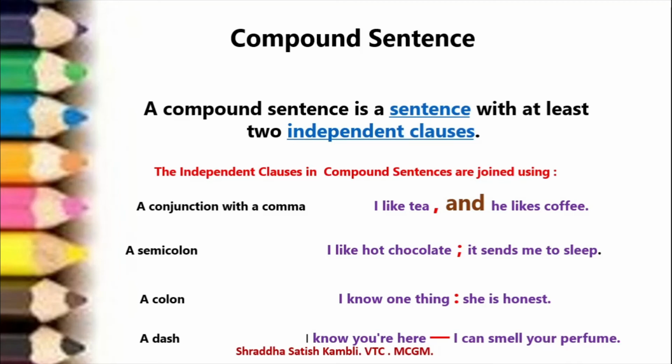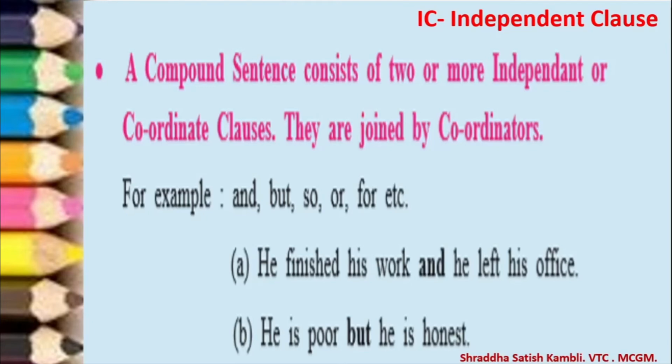So I hope what a compound sentence is clear to you. Let us now take a look at the words or the definition in your textbook. So a compound sentence consists of two or more independent or coordinate clauses. They are joined by coordinators. Now coordinators means what? It could be a conjunction, it could be the dash, it could be the colon. All these things which are bringing it together are called coordinators. For example, and, but, so, or, for, etc. These are all the conjunctions.